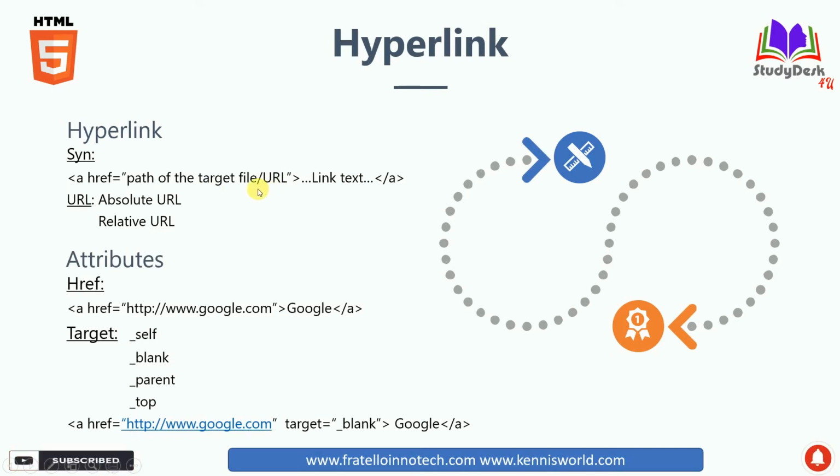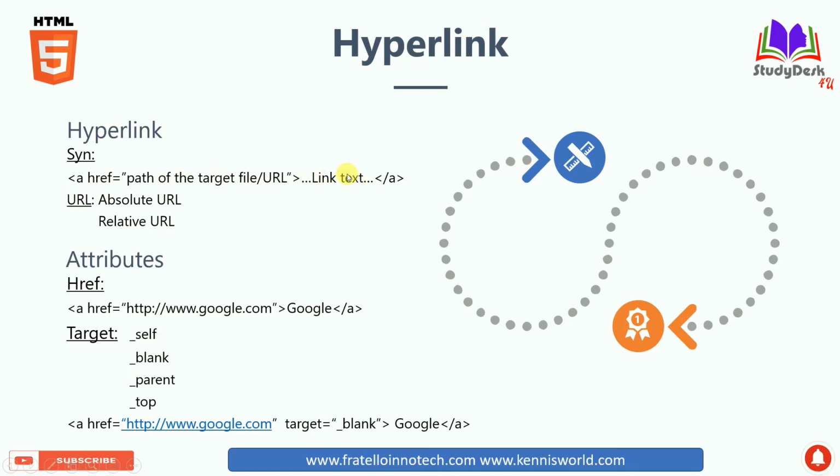Again, in these URLs, we have two types. The first one is absolute URL, which is a full web address, and the second one is relative URL, which is used to specify a local link. We can use either of these two. The syntax starts with the a tag. In this, the first attribute is href, hyperlink reference, meaning we need to give the path of the target file or URL. And after this, we need to write the link text.